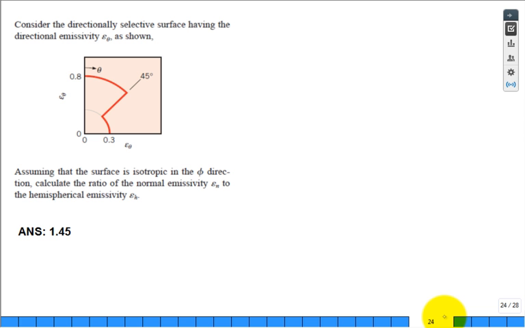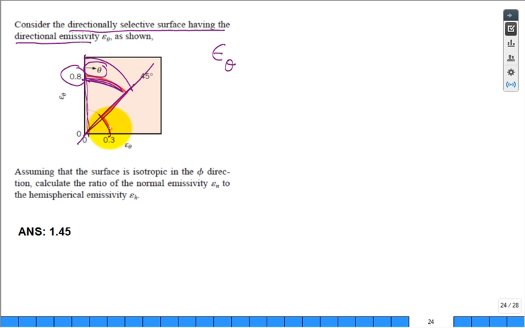Okay, let's solve this problem. A little more doable. A little tricky on the math, but it's doable. Consider the directional selective surface having the directional emissivity. And notice I put this epsilon with what symbol on there? Theta. Okay. What they're trying to show is theta in this direction starting at 0, normal, straight up. And then if you go out 45 degrees, the whole way the emissivity is 0.8. But somehow magically at this angle, it drops to 0.3.